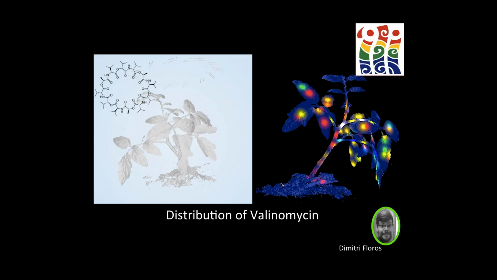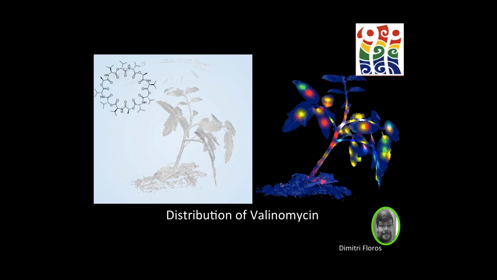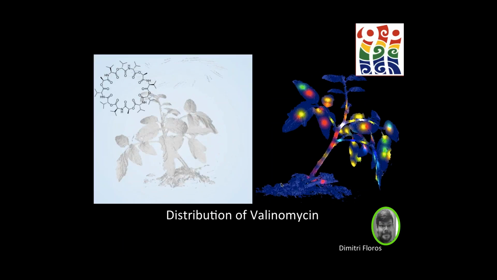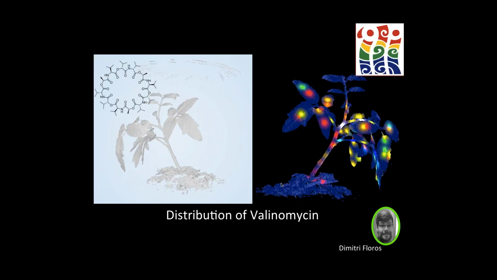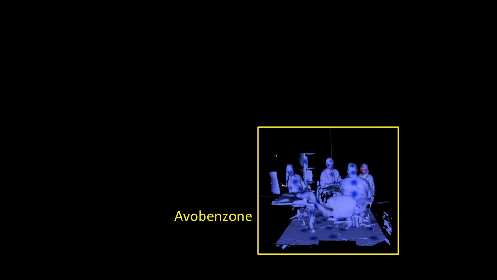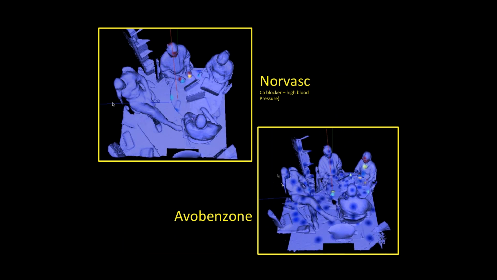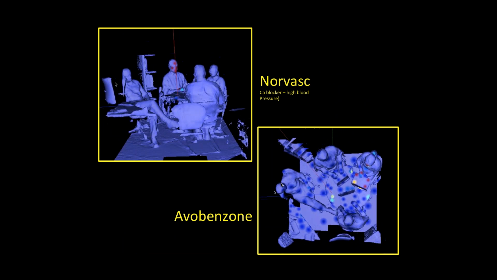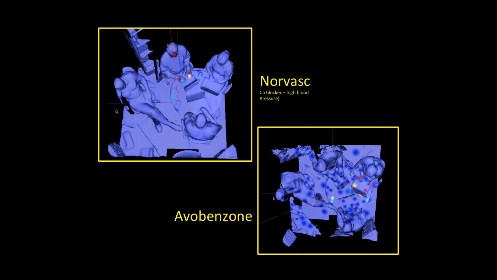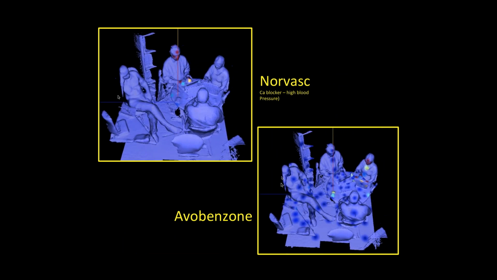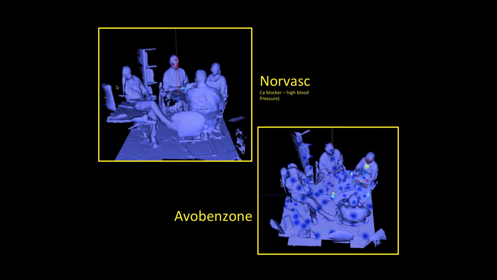But you can, in principle, do this with any other system. So here we're looking at a plant. Here we see a microbial molecule called palinomycin that covers the entire plant surface. Here's my office that we've been able to map. And so here are 4 people that were sitting in my office. And what you will see is that one person takes Norvasc for high blood pressure. You see another person that utilizes avobenzone.